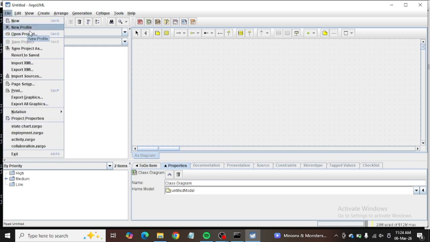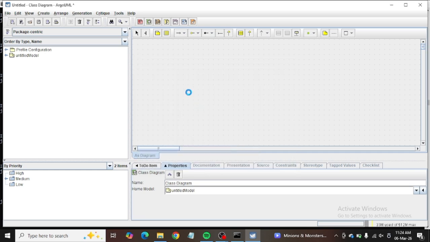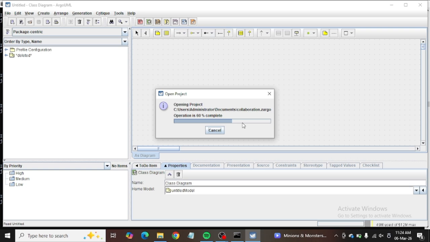In this experiment, the following diagrams are created: collaboration diagram, deployment diagram, sequence diagram, and the state chart diagram. Each diagram explains a different aspect of the foreign trading system. Let's open the collaboration diagram first.